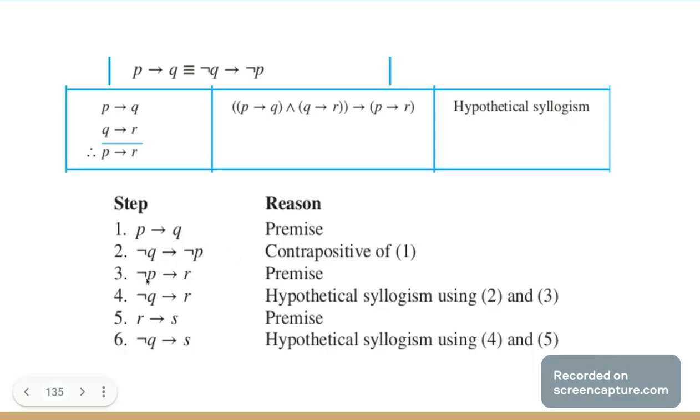Okay, so now we take not P implies R, and using these two premises, not Q implies not P and not P implies R, you can see it is of the form P implies Q, Q implies R, therefore P implies R. So from hypothetical syllogism, we have not Q implies R. That is what I have shown over here. If P implies Q is true and Q implies R is true, then P implies R should also be true. So we now have not Q implies R is true by hypothetical syllogism.